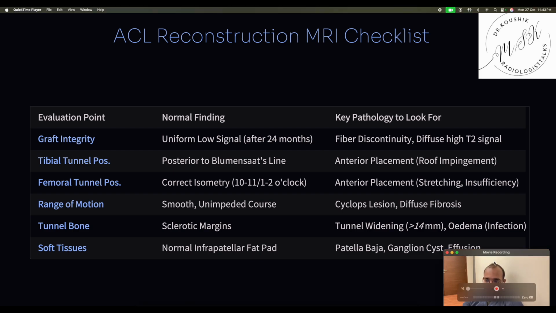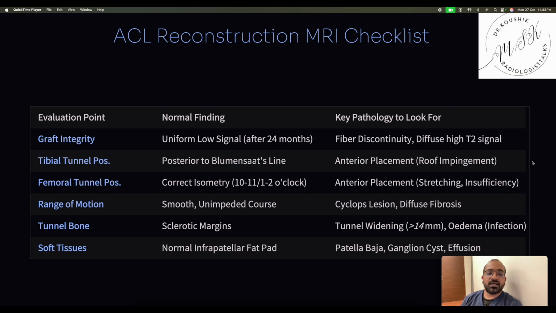So this is our checklist, which is important. What are all the things I need to check in post ACL reconstruction? One is graft integrity. So look for the signal, and we need to know how many months post surgery it is. Based on that, whether it is less than 4 months, 4 to 12 months, or 12 to 24 months, we can decide uniformity.